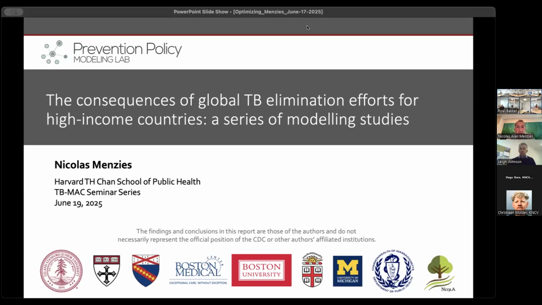As Finn mentioned, what I'm going to be doing is profiling a number of studies we have done, which really speak to the connection of TB epidemics across the globe, in particular from high burden, typically low income settings, and high income countries like the United States. A lot of this work was done under a mathematical modeling agreement with the US Centers for Disease Control and Prevention. So here we go.